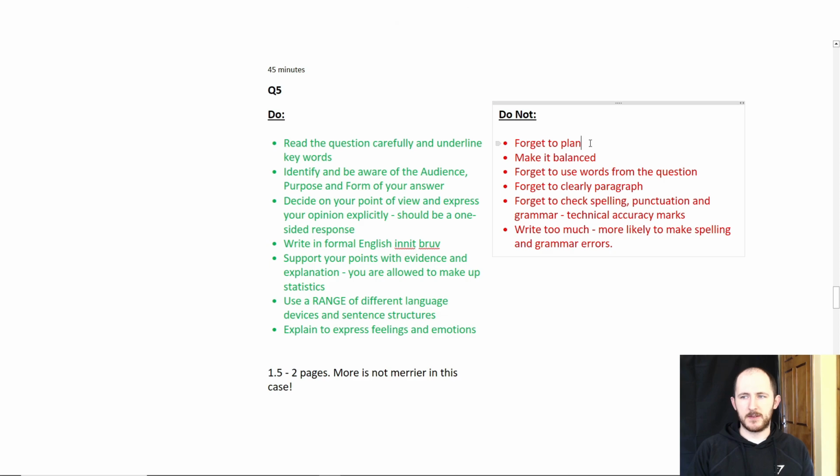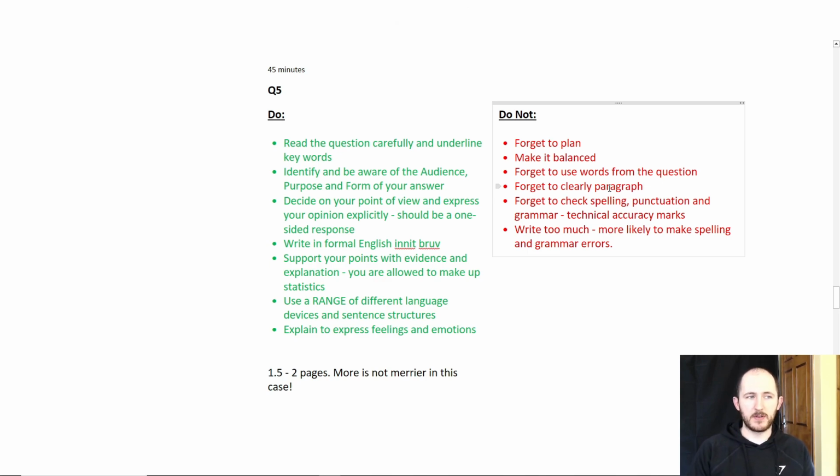Don't forget to plan. The plan's quite important, and you can technically be marked for it. You know, it does look favourably upon your answer. Don't make it balanced, right? It's not a discussion, right? You're writing to convince. Don't forget to use words from the question. I know, again, shockingly. Don't forget to clearly paragraph.